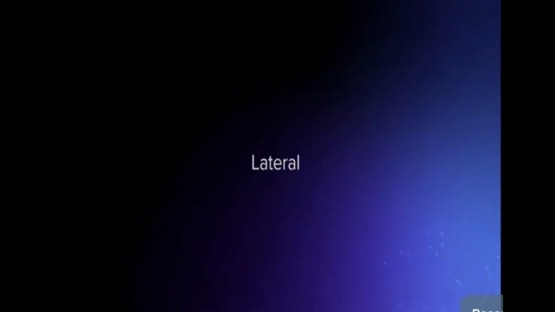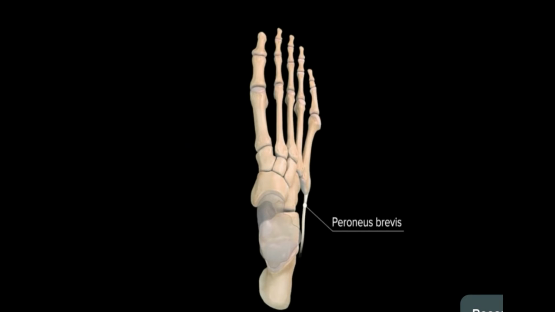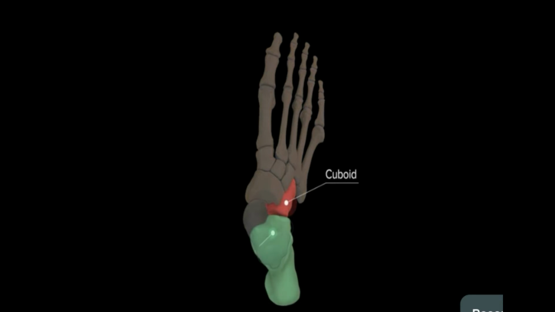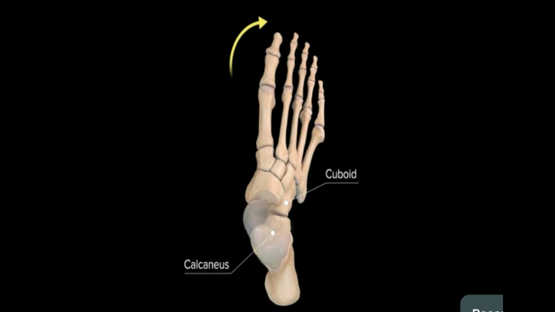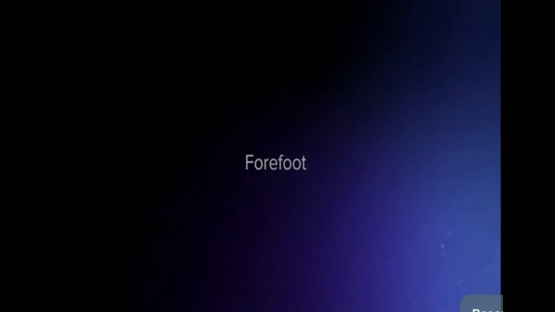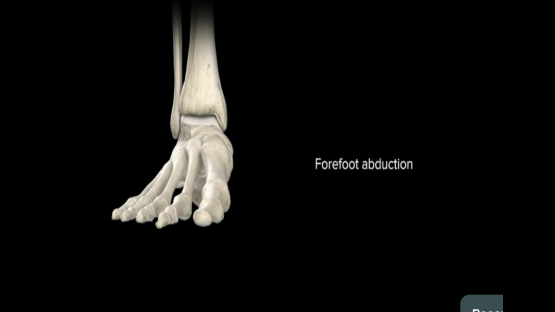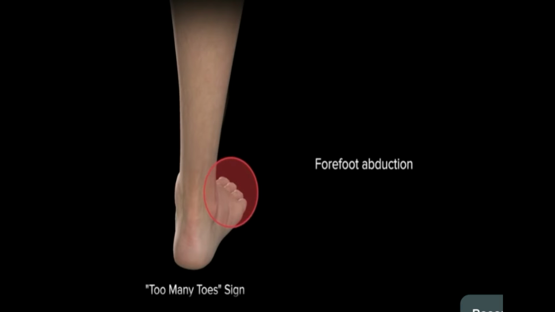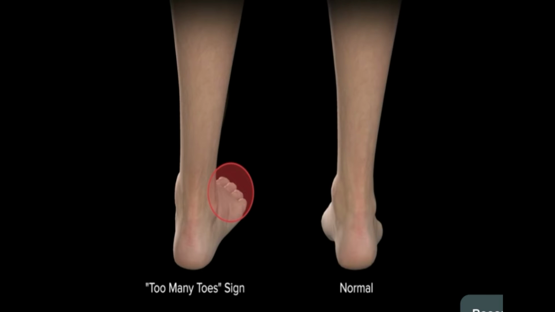Moving on to changes on the lateral side, where we have the unopposed peroneus brevis, which is the principal antagonist to the tibialis posterior tendon, now adding to the deformity and the relative shortening of the lateral column, where the cuboid, which follows the calcaneus, and then the forefoot, which follows the cuboid, move towards the lateral column and abducts the forefoot. The forefoot will have abduction, seen here anteriorly and seen here posteriorly by the too many toes sign. In most cases, this is a consequence of the rest of the changes in the foot.